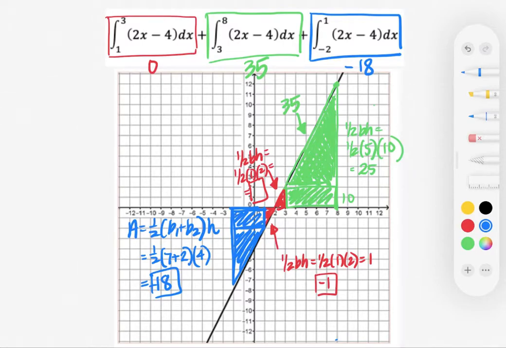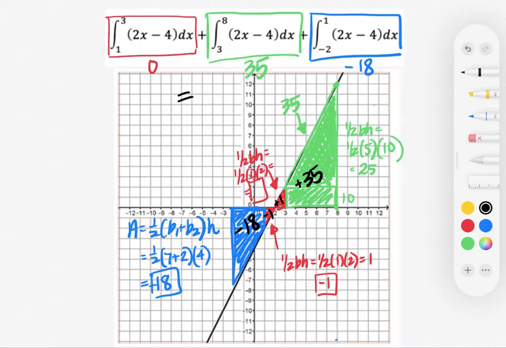So let's recap this. Here we have our negative 18. Here we have a little negative 1. Here we have a positive 1. And here we have a positive 35. We can combine those all together to find the total area under the curve for this function.